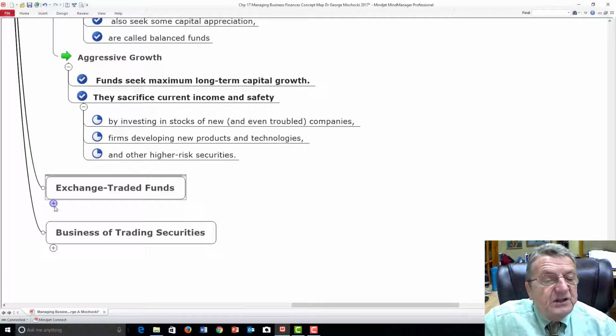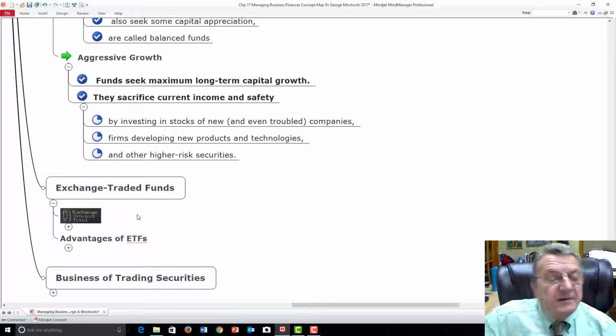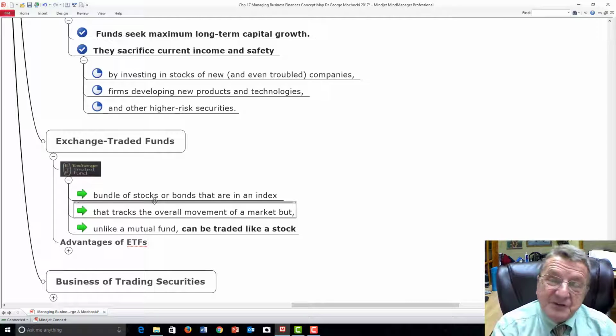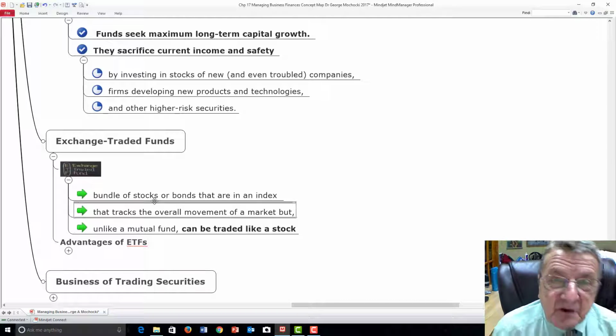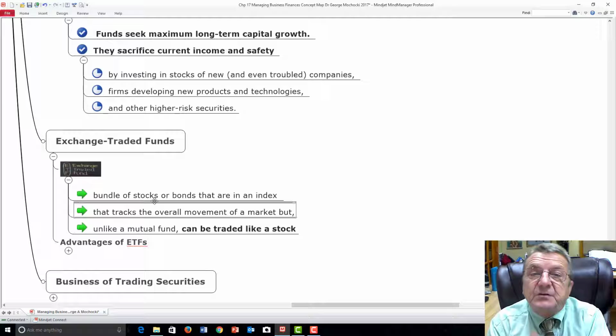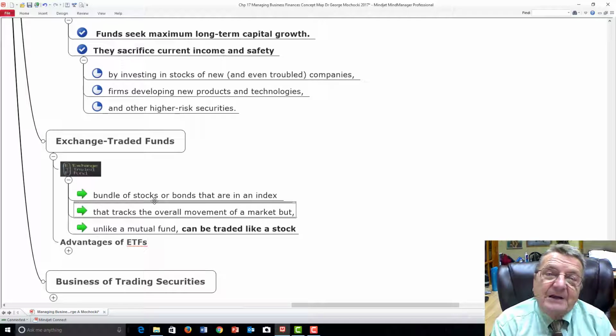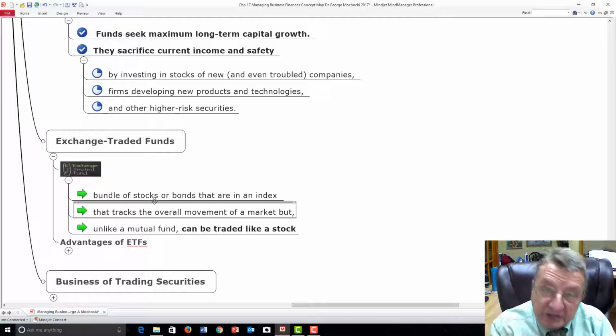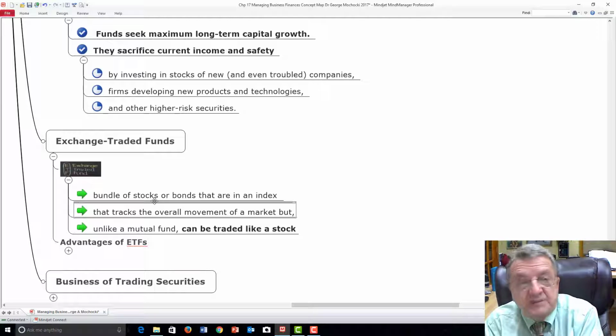Okay, exchange traded funds, or a lot of times you'll see them as ETFs. Now, what's an ETF? A bundle of stocks or bonds. Remember, bonds are the child of the stock market. They're IOUs. If you want growth, then you want the stocks. But if you want continual return, with bonds, here's how much you're going to get.